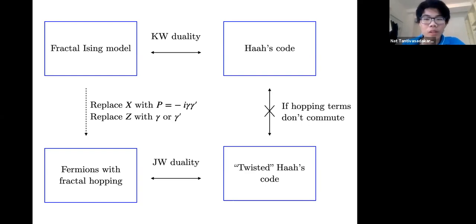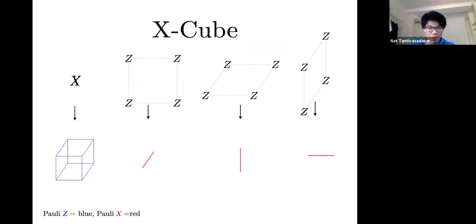So similarly, you can do this procedure for Haah code. Let me give you an example for how it works out for the X-cube model. For the usual X-cube model, you have this plaquette-Ising model where on a square lattice you have a transverse field X, but now your Ising terms are plaquettes consisting of 4 Z operators.